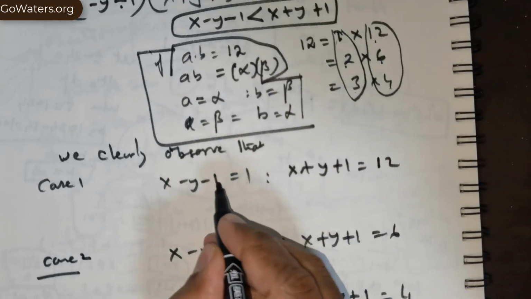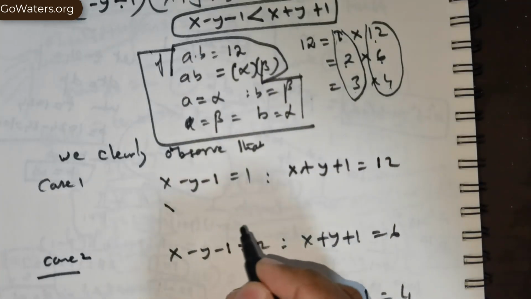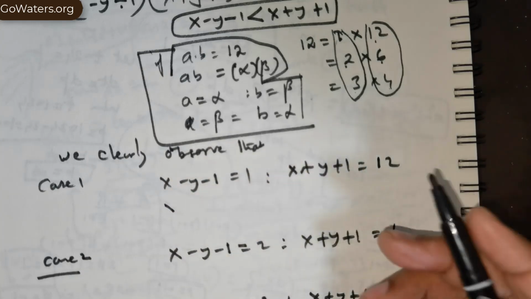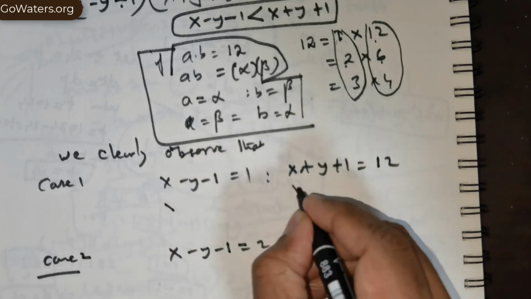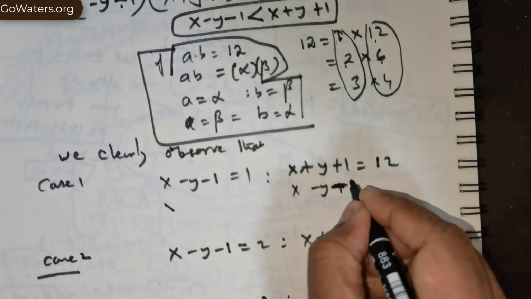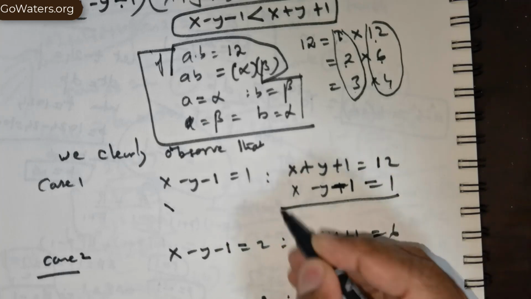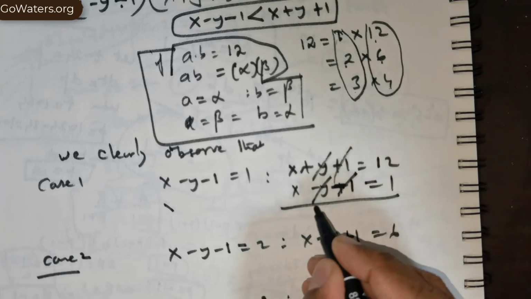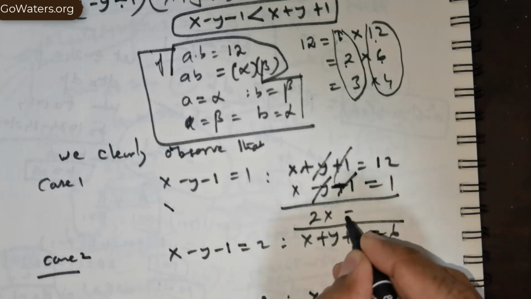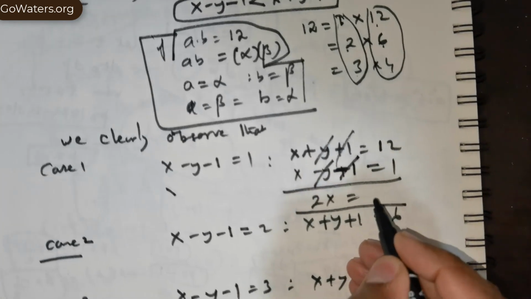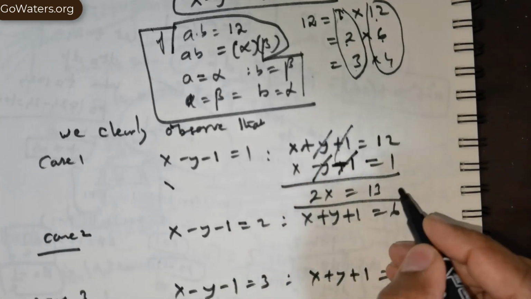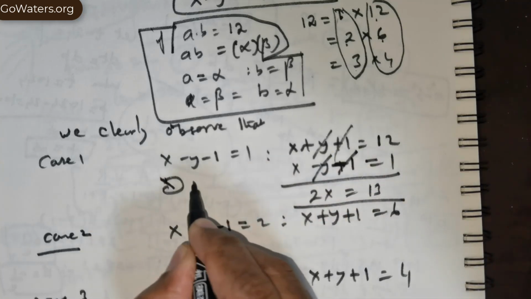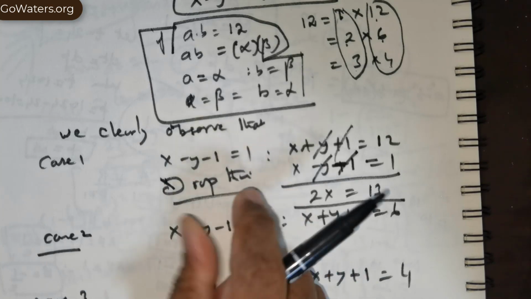Now I can simplify these systems. Let me take the first system and place it here: x − y − 1 = 1 and x + y + 1 = 12. If I add these two together, the −y and +y cancel, and −1 and +1 cancel, giving me 2x = 13. Now clearly x is not going to be a natural number, so this is dropped and cannot form a solution.